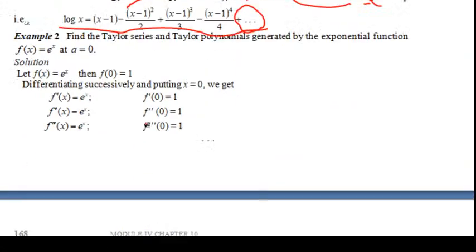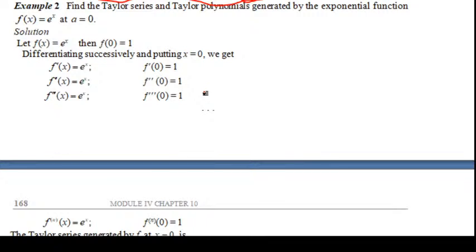Okay. Next is a very simple example. So I just quickly go through it. I think you can follow the steps. If you go with me, then you can follow the steps very easily. Here f of x is e raised to x, and we have to find the Taylor series and Taylor polynomials. Okay, in the question there are 2 requirements. First one is Taylor series, and another thing is Taylor polynomials.